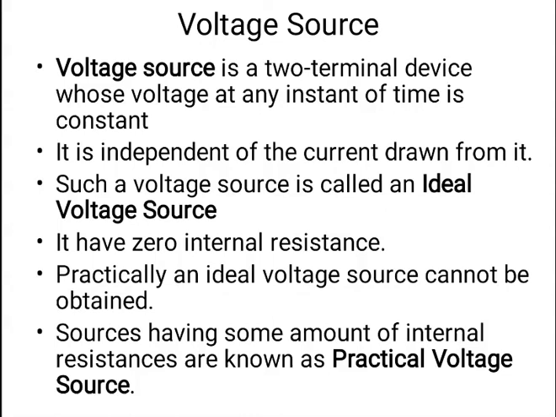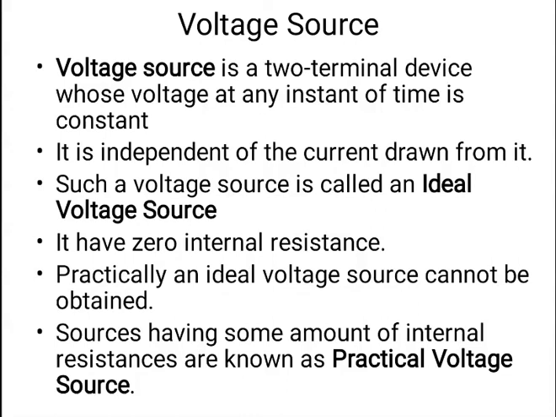It should always provide a constant supply of 100 volt. Let us see the difference between ideal and practical. Such a voltage source is called the ideal voltage source if it is independent of the current drawn from it, that is, it should supply constant voltage throughout, and it should have zero internal resistance. But practically that is not possible, right? Practically an ideal voltage source cannot be operated.